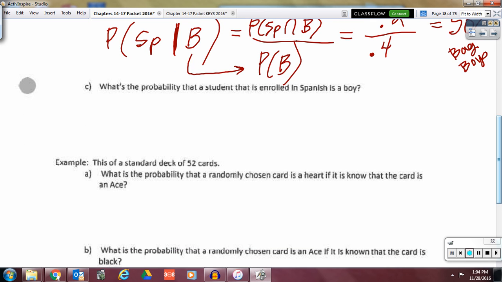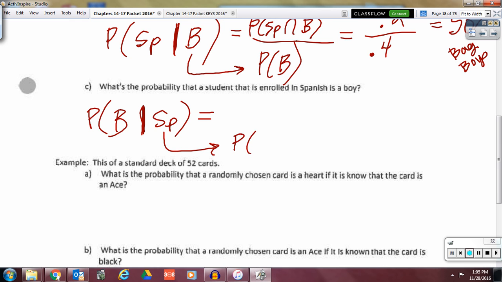Okay? Let's look at part C. What's the probability that a student that is enrolled in Spanish is a boy? So do I know a specific quality about my bag? It's Spanish students. A student that is enrolled in Spanish. So out of all, given that I have Spanish students, what's the probability that it is a boy? Okay. So I got all the Spanish ones on the bottom. Boy and Spanish on top.